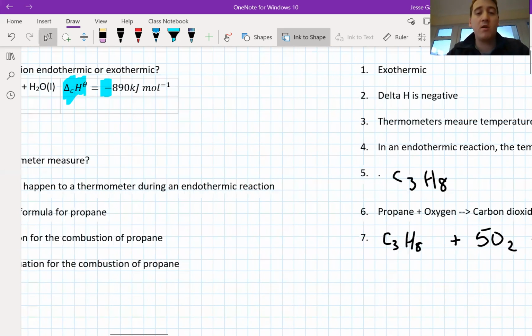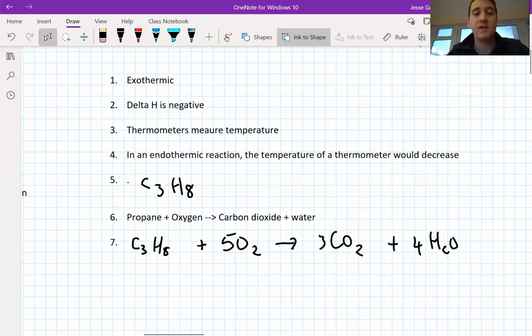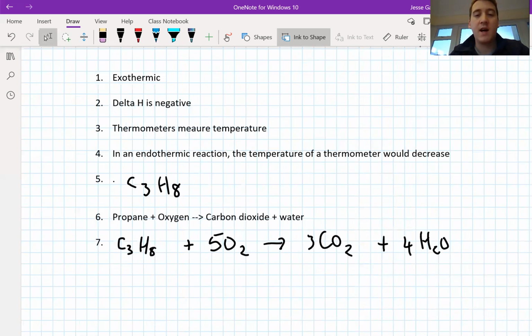All right, I'm going to flip over here now and show you the answers. Underneath question 7, you had to do a balanced equation. If you're not sure how to balance equations, go and find the video on balancing equations now. C3H8 is propane, that's the formula, plus 5 oxygens, 5 O2, gives you 3 CO2 and 4 H2O.